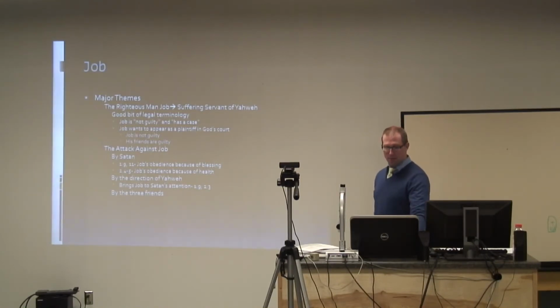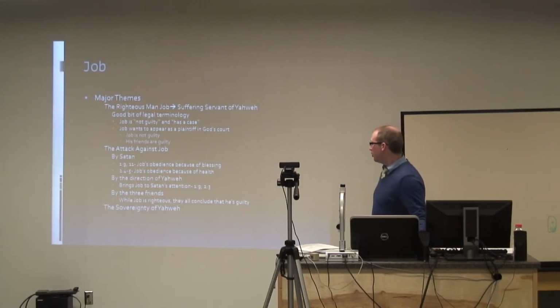We also see that Job is attacked by his three friends. While Job is indeed righteous, and that is a consistent theme of the book, that Job is a righteous man, they all conclude that he's guilty because he's suffering. So they look and see what's happening to Job, and they say, Job, clearly you are not righteous because otherwise these things wouldn't be happening to you. And all of this points to the fact that God is the one who's sovereign over what's going on.